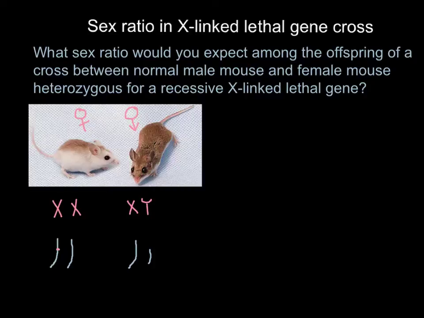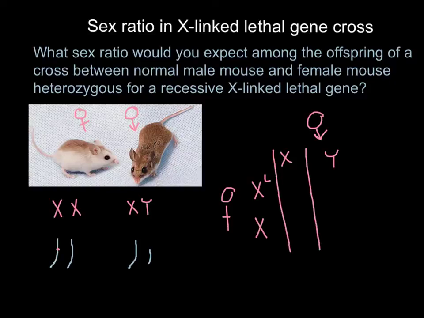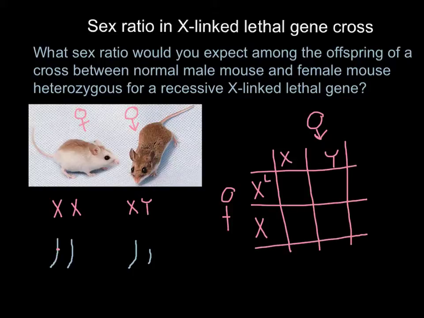And to solve this problem we might use a Punnett square. So let this side be male and this side be female. We have X, Y on this side, and let it be X lethal and X normal on this side, on the female side. And here we build our Punnett square, and here would be the sex ratio.